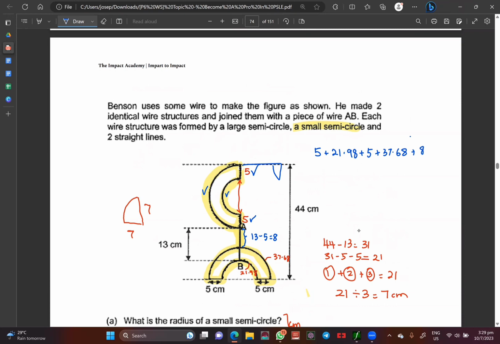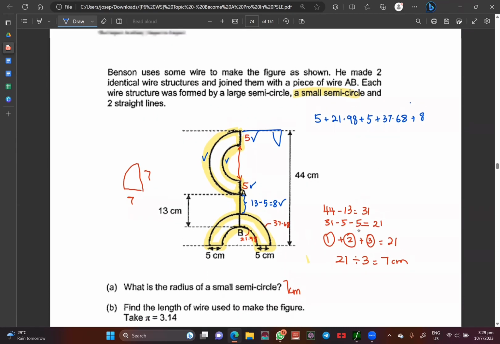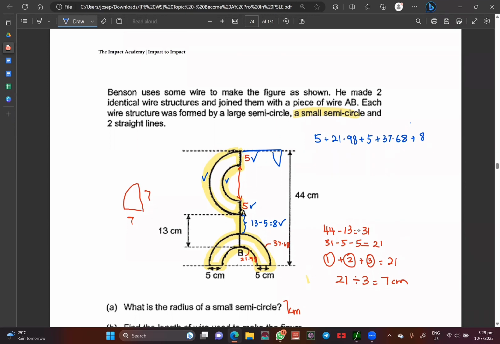Okay, and then after that, what else can I do? I can find the big semicircle. So this 8, I will just check it off. Let's see whether this 8 has to be included. Join them with a piece of wire AB. Okay, the question says the length of wire. Yeah, okay, correct. Plus 8. Now, not forgetting that I also need to have this one, which is the 5. So I'm just going to plus 5 over here. Can you see that? Is this something that you can understand? Okay, so I'm done with this.